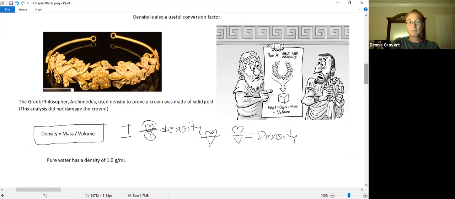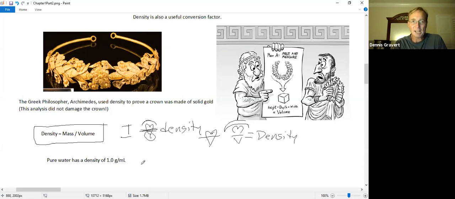Pure water has a density of 1. I don't ask you to memorize that, but I do want you to know that this value, 1 gram per milliliter, is only true for pure water. You dissolve something in it, let's say salt, then you're adding the mass of the salt to the water. You're making it heavier. You're changing the mass. So now the density of salt water is not going to equal 1.0 grams per milliliter.